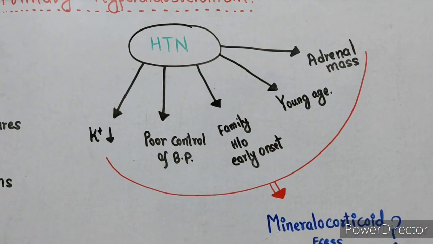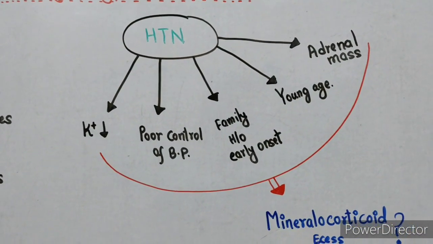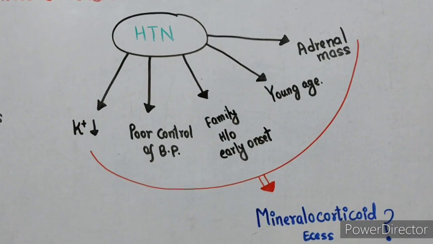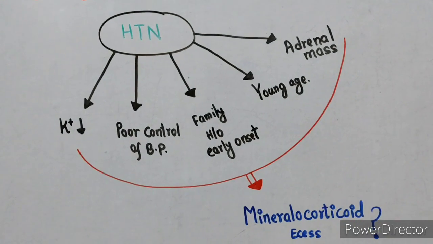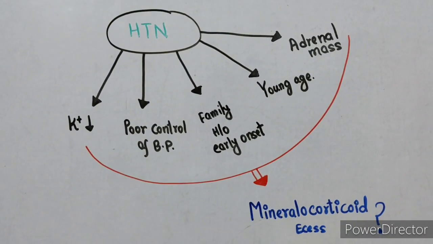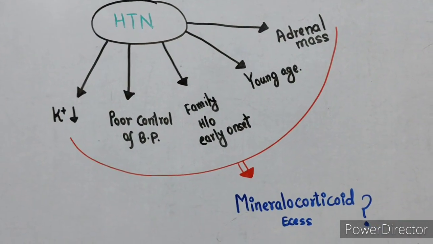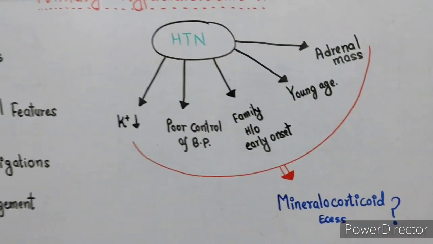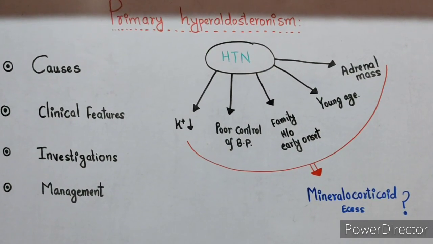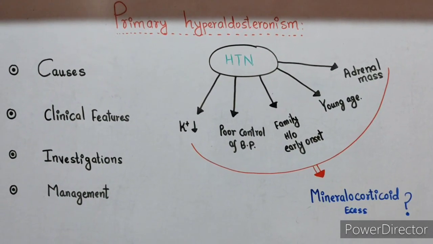If there is family history of early onset hypertension, if hypertension is present at young age, and if there is adrenal mass, then in such indications, such cases, along with the hypertension, mineralocorticoid excess should be suspected and screening should be done for knowing whether there is mineralocorticoid excess or hyperaldosteronism.